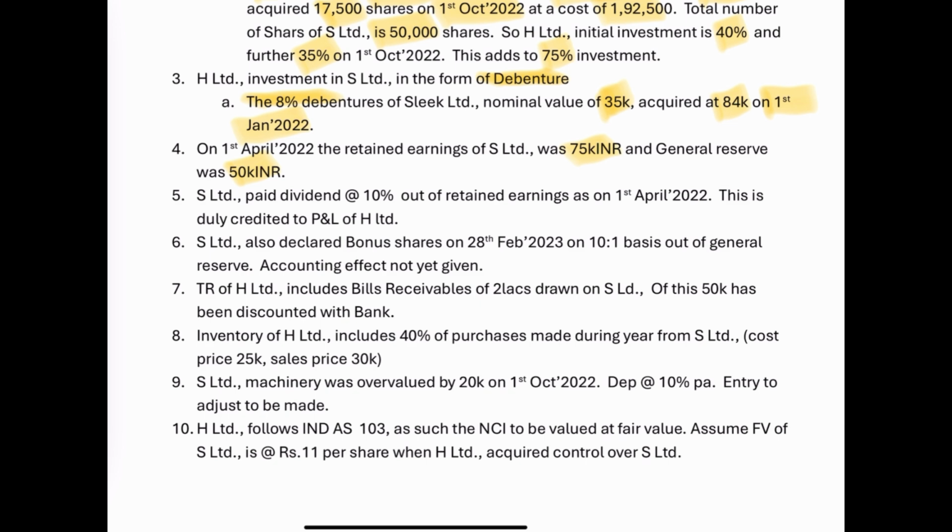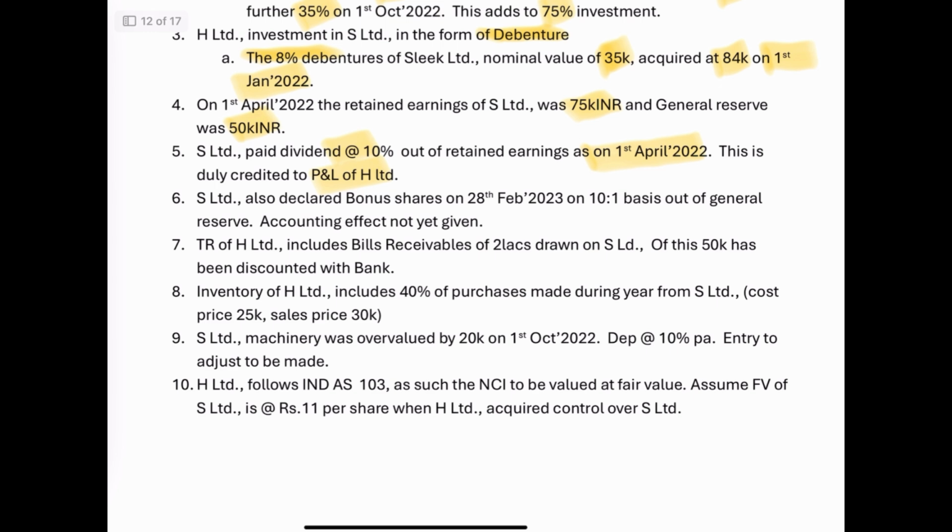The next one: S Limited has also paid a dividend at the rate of 10% out of the retained earnings as of 1st April 2022. The share of dividend relating to H Limited has been given credit in the P&L of H Limited. Then the sixth one: S Limited also declared bonus shares on 28 February 2023 on a 10:1 basis out of the general reserve. The accounting effect is not yet given, so we'll have to give the accounting effect for this bonus issue.